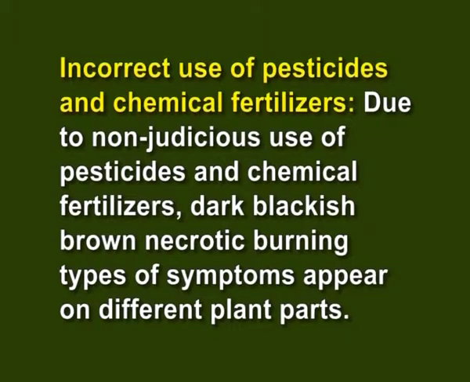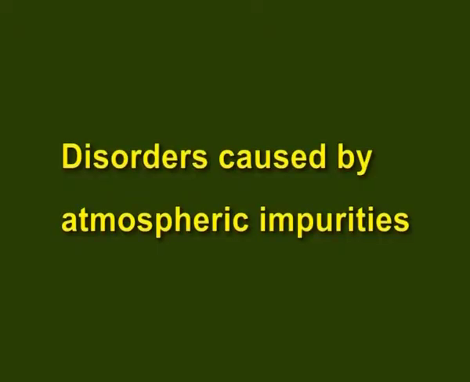Then incorrect use of pesticides and chemical fertilizers. Due to non-judicious use of pesticides and chemical fertilizers, dark blackish brown necrotic burning types of symptoms appear on different plant parts. These symptoms are exactly similar to leaf blight, but can be identified under microscope by the absence of pathogens on host plants.